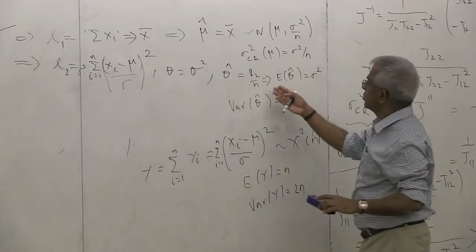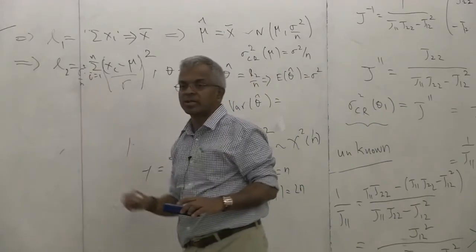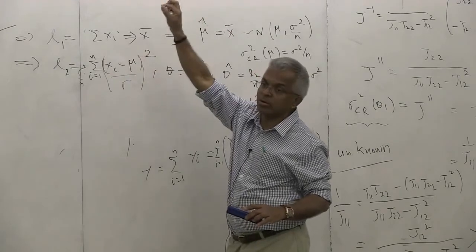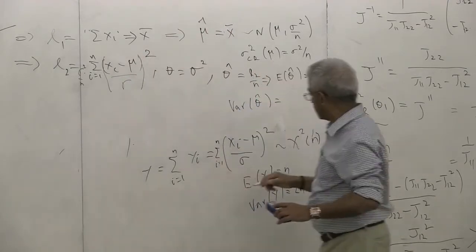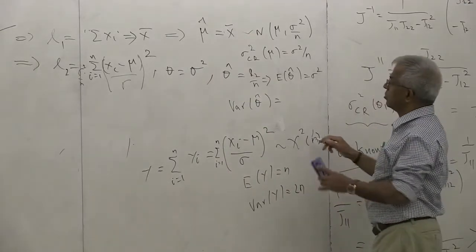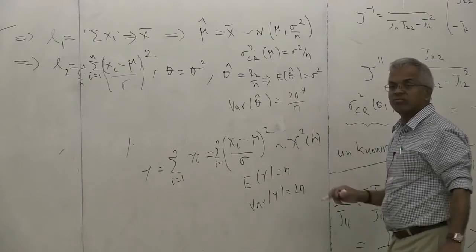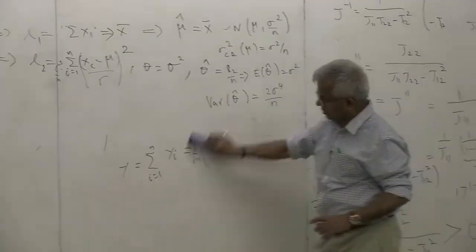But then the constant is actually this over n, so sigma 4 over n squared. Because of the summation, 2n sigma 4 over n squared, n cancels. So the variance of this whole thing will come out to be 2 sigma 4 over n. Okay, this we have done in the class.